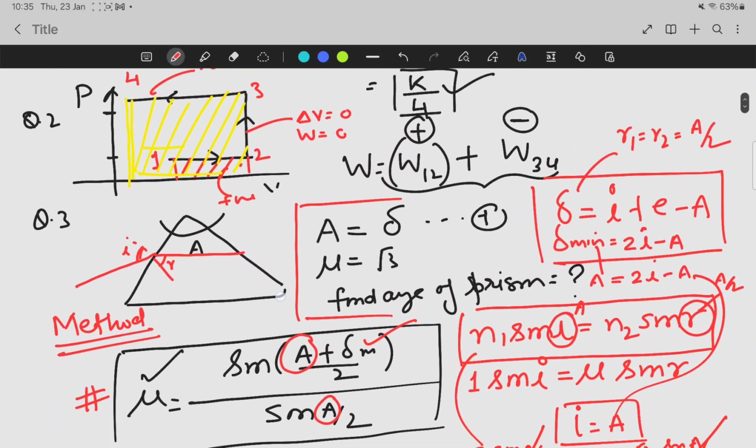Now let's see the next question, question number 4. In question number 4 they have asked about the relation from the Moseley experiment.